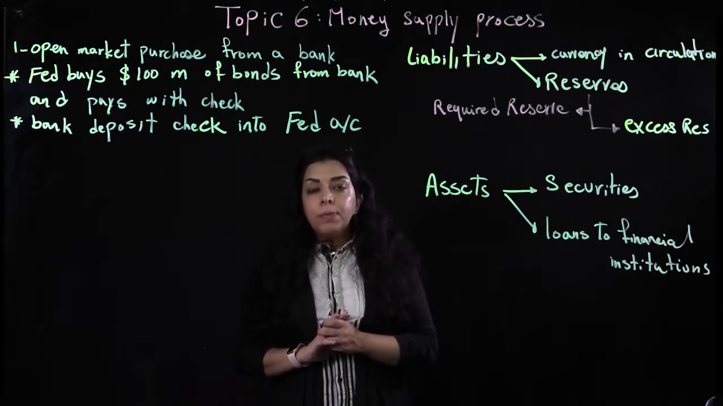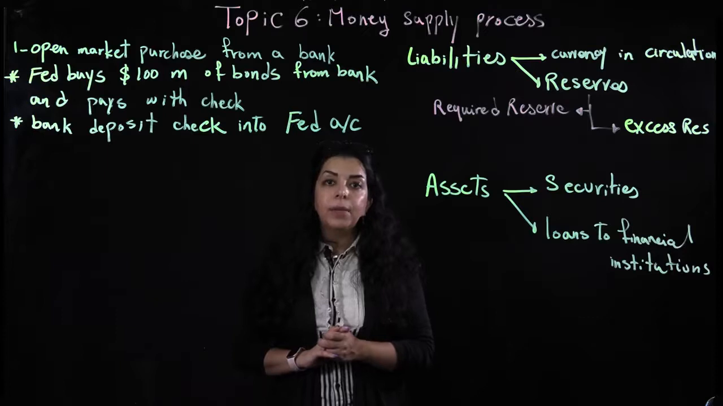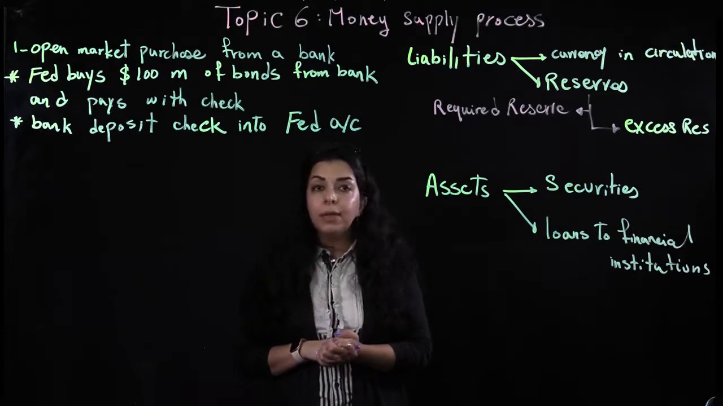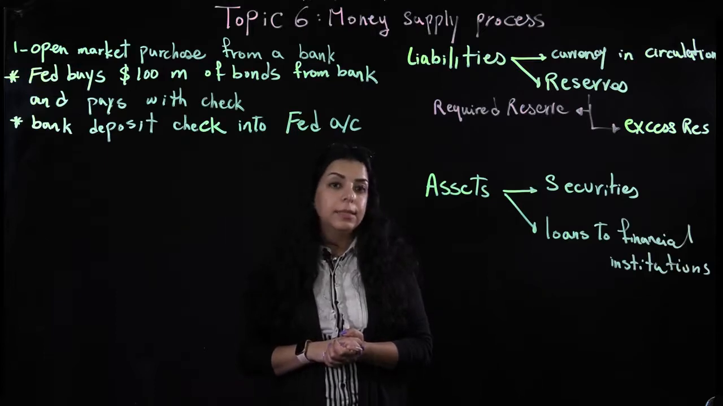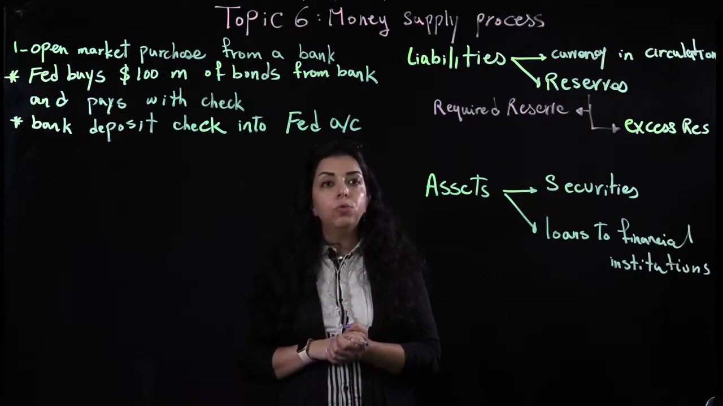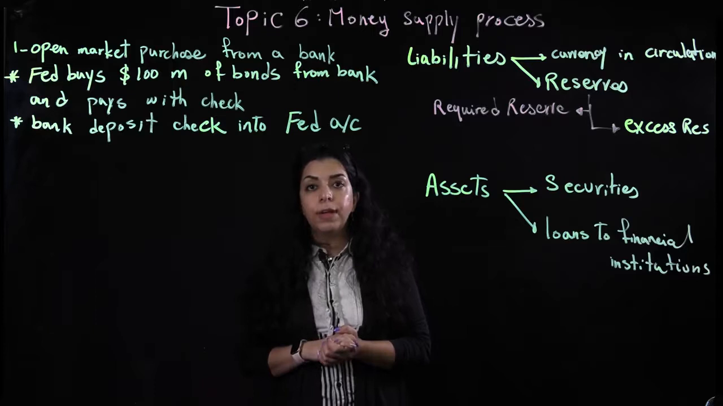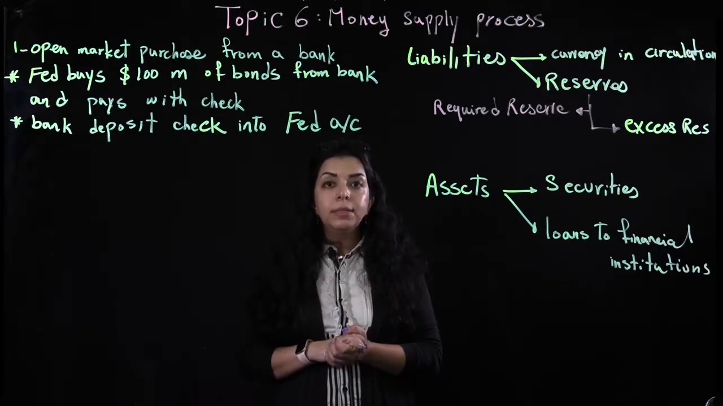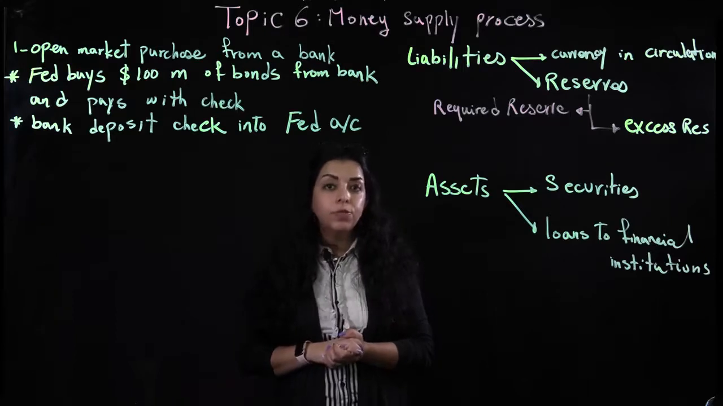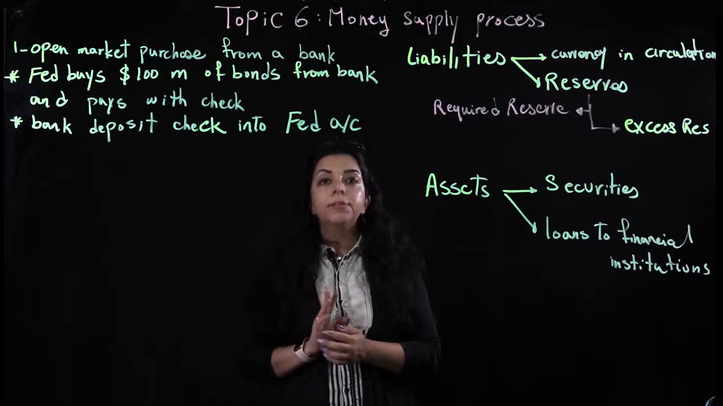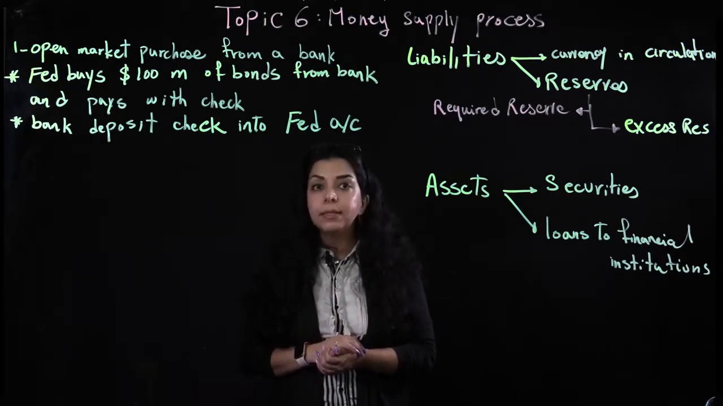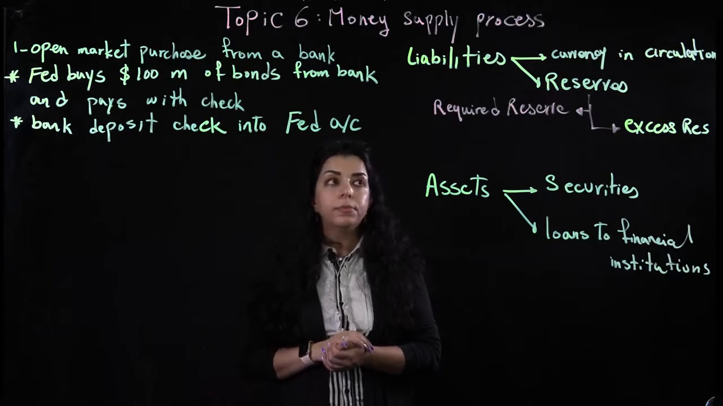So talking about the balance sheet, we have to explain the two components of the balance sheet, which are the liabilities and the assets, the two compulsory components of every balance sheet. The liabilities of the central bank are categorized into two parts. The first is the currency in circulation, and the second is reserves.